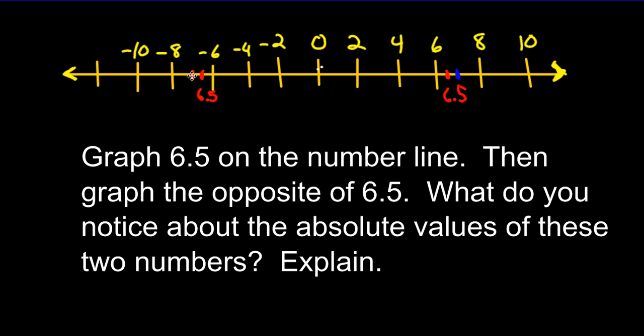And then, just so we're not confused on which point we're talking about, I'm going to go ahead and remove those other ones and erase. What do you notice? Once again, I did notice that I forgot to put my negative sign here. Once again, you can tell that these are both 6.5 units from 0. So the distance from 0 is the same, which means their absolute values are the same. So a number and its opposite have the same absolute values.